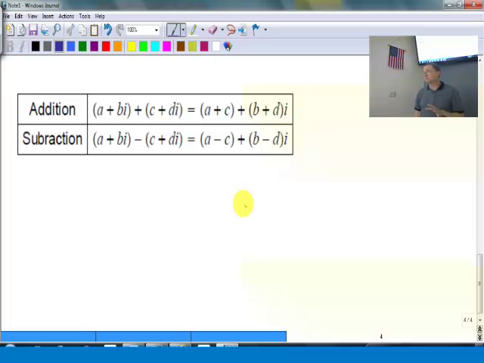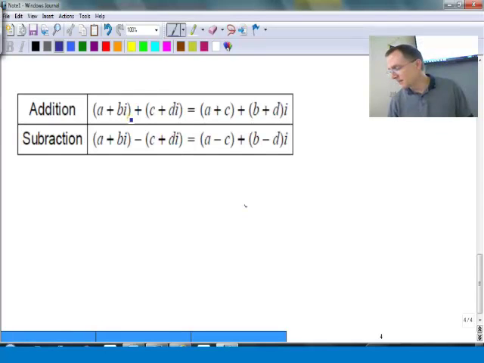When we boil this down, I'm going to treat addition and subtraction of complex numbers in very much the same way that I treat addition and subtraction of polynomials. I'm going to treat it like combining like terms. Combining not x terms and constant terms, but combining i terms and real terms. But let's look at the rules nonetheless.